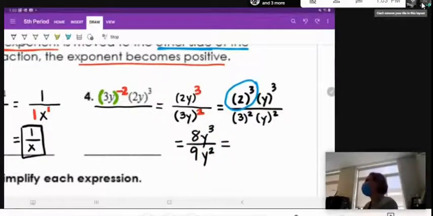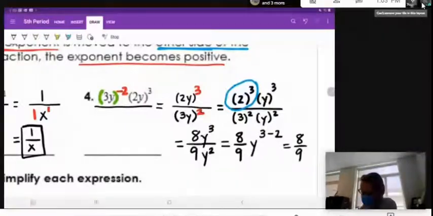We can use our quotient rule. I keep wanting to call it the division rule. We can use our quotient rule. The 8 over 9 is not affected by this, and we can't simplify 8 over 9, so that's just going to hang out. But for the y's, we can rewrite this as y to the 3 minus 2. Top exponent minus bottom exponent, because this is our quotient rule. We're starting out with division, so we go down a step and actually subtract the exponents. So this just becomes 8 over 9 y to the first, but we don't have to write the 1.